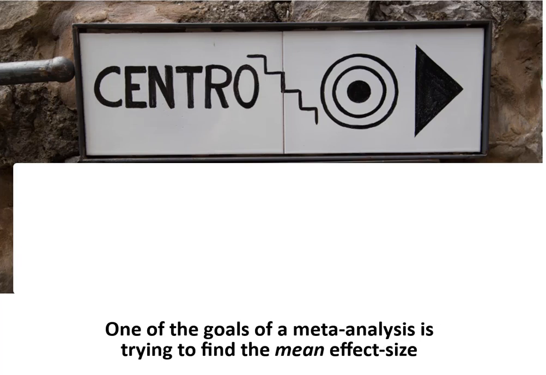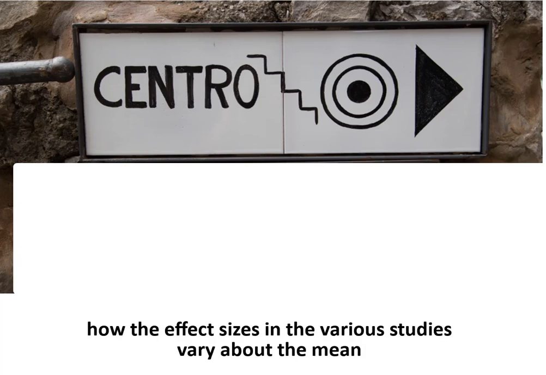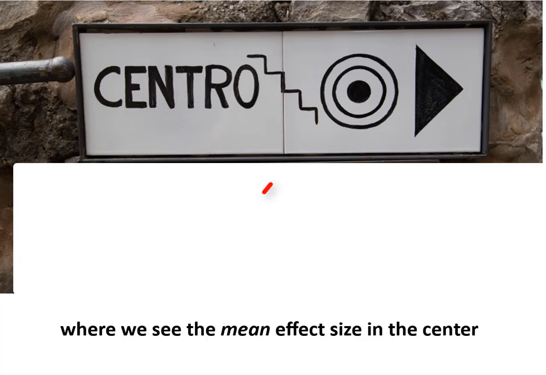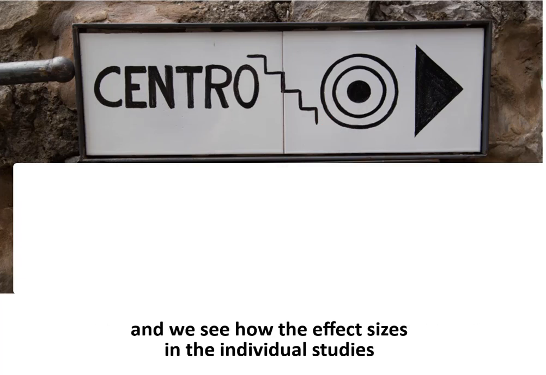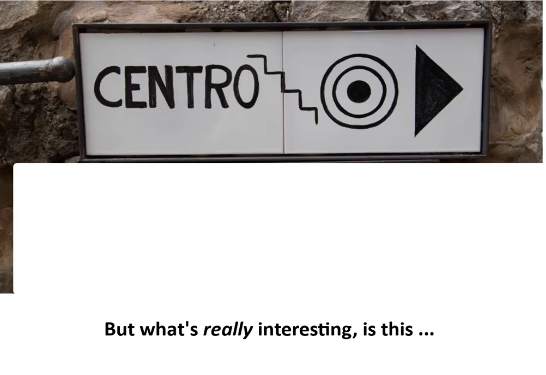One of the goals of a meta-analysis is trying to find the mean effect size. Another goal is to understand how the effect sizes in the various studies vary about the mean. This idea is reflected in this picture, where we see the mean effect size in the center, and we see how the effect sizes in the individual studies vary about that mean. But what's really interesting is this.